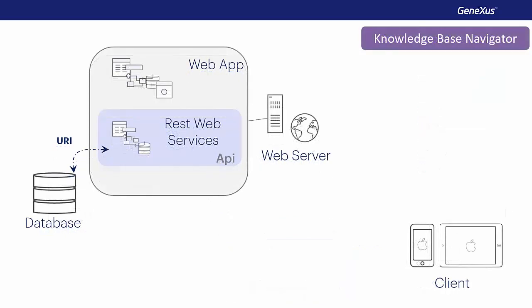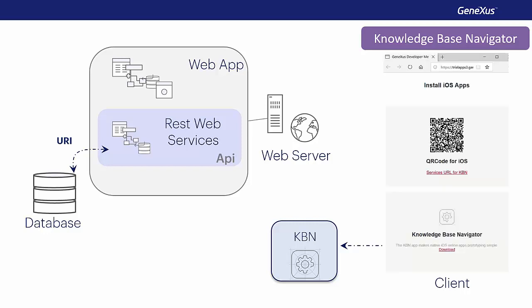One particular case of online applications is a mechanism provided by GeneXus to run an application in an interpreted way. This mechanism is used when we want to run the application on an iOS device and we don't have a Mac to compile it. In these cases, GeneXus provides an application called KBN, Knowledge Base Navigator. This application can be downloaded from the Apple Store and installed on the device. Also, in the developer menu, a download link is provided in addition to the link to add the app to the KBN.